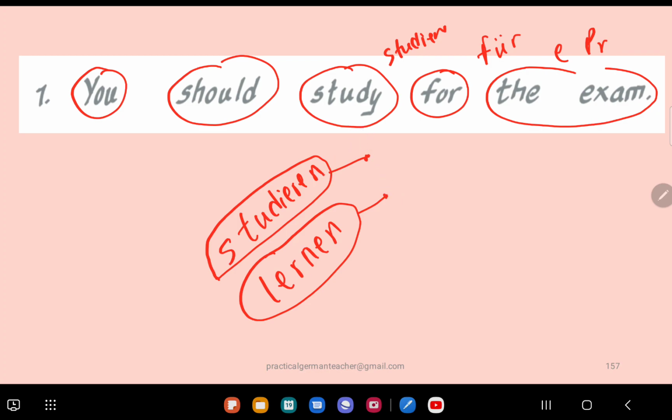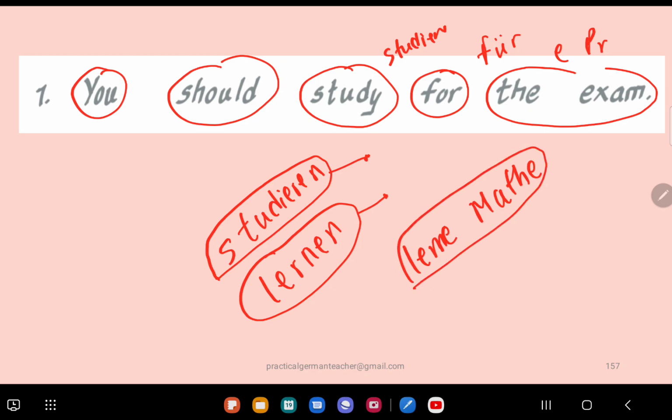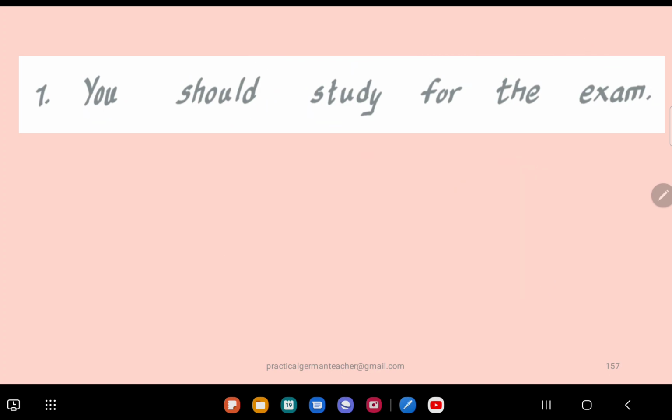Studieren is like ich studiere Mathe. You are studying math, because if you say ich lerne Mathe, I will think that you are saying math is just a subject of your studies. But if you say ich studiere Mathe, it means you are majoring in mathematics. So I hope you get the difference. Again, because this is A2, if you use studieren and lernen interchangeably, it's still fine. But as I said, I want you to be A2 experts. So, all right, then let's see how you can write this.